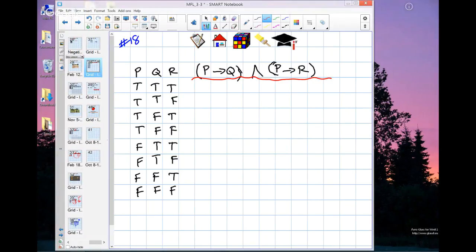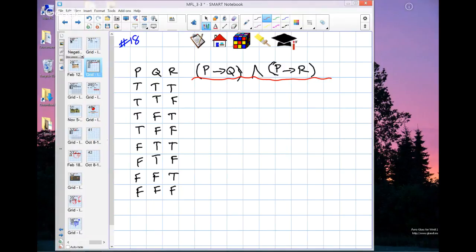So the first column, go half and half: T, T, T, T, F, F, F, F. Second column, cut that in half, go by 2s: T, T, F, F, T, T, F, F. Third column, cut 2 in half and go by 1s: TF, TF, TF. All right, we got it set up.